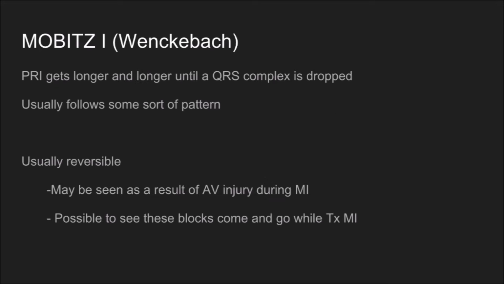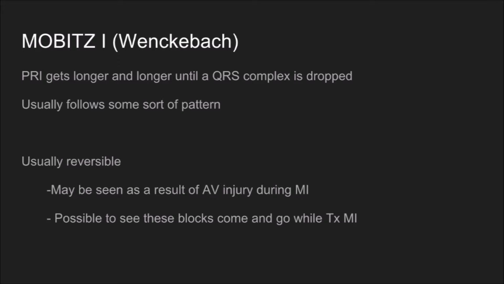Alright guys, let's talk about a second degree type 1 AV block. So what are some common findings in the second degree type 1? Well, what basically makes it up is that the PRI gets longer and longer until the QRS complex is dropped, and this usually follows a pattern.